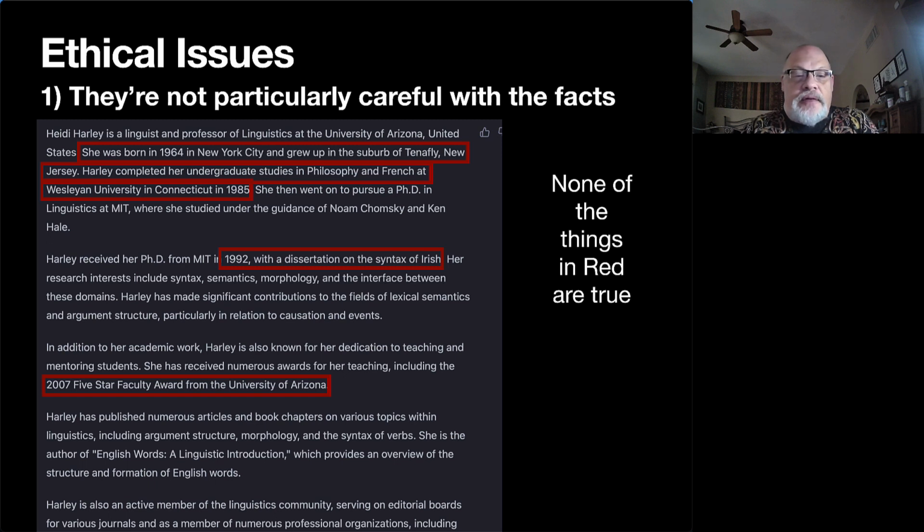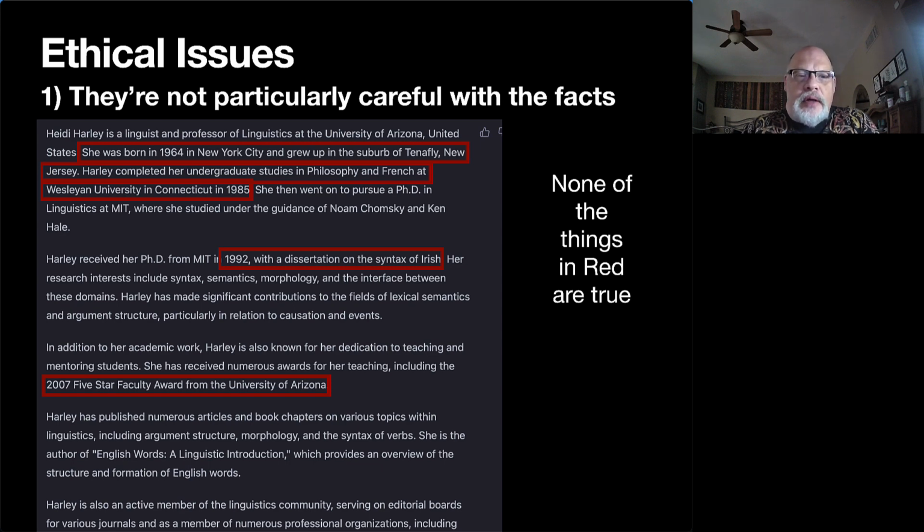She didn't receive her PhD in 1992. It was 1995. And interestingly, it said with a dissertation on the syntax of Irish. Her dissertation was actually on the syntax of Japanese and English. It was my dissertation that was on Irish, although we graduated in the same year. She also didn't win the 2007 5-Star Faculty Award. She did win a graduate teaching award, however. It's just not that one, and it wasn't in that year.